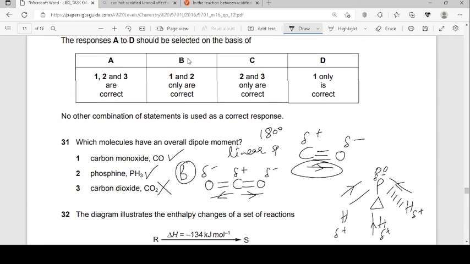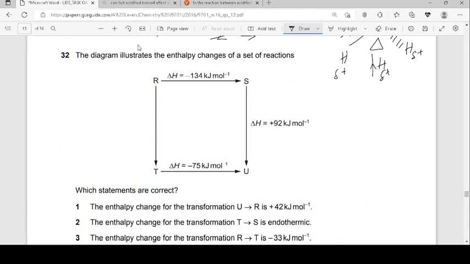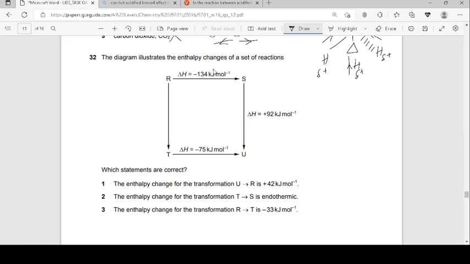And now next, the diagram illustrates the enthalpy changes of a set of reactions. Which statements are correct? The enthalpy change for the transformation U to R is plus 42 kilojoules per mole. Let's check that out. This is my route.